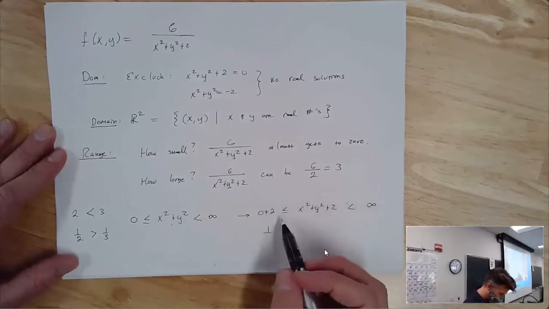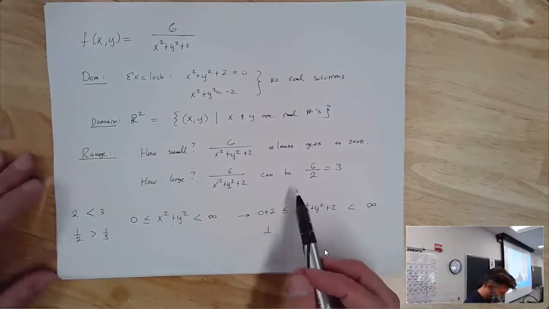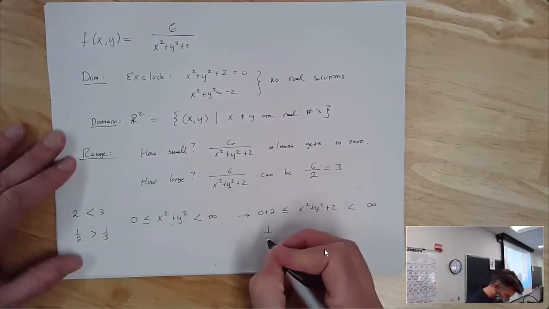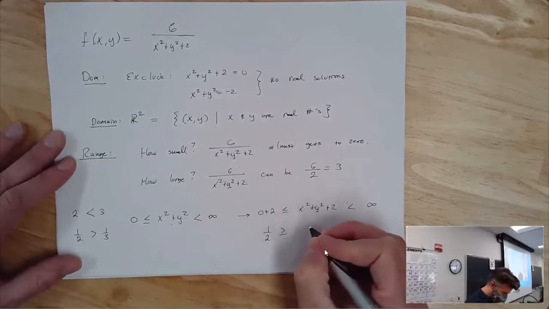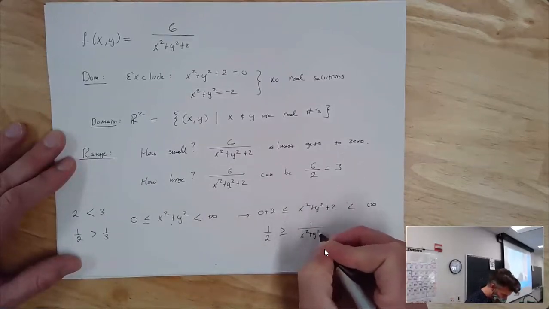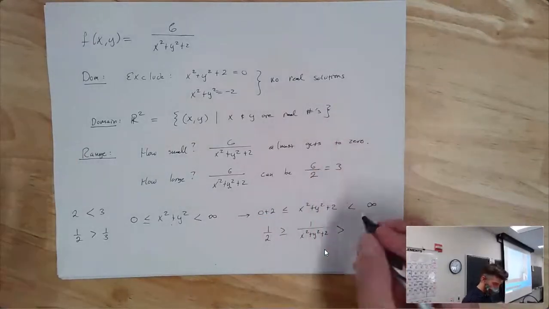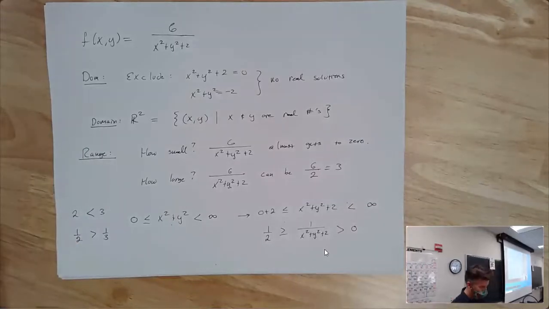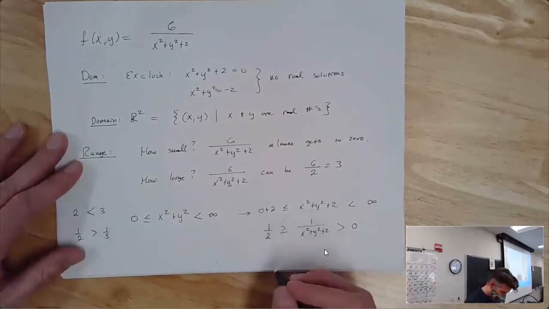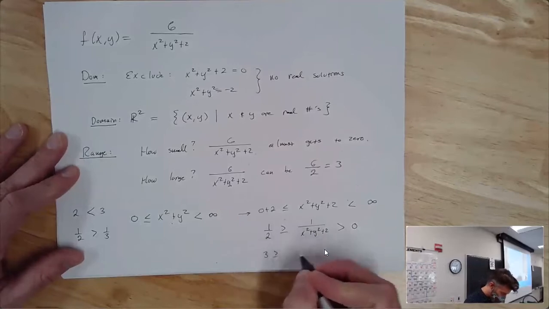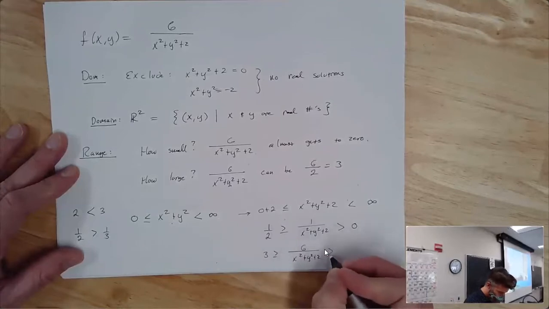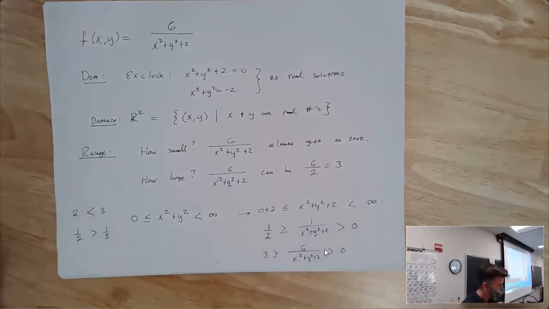I feel like there's something my brain is missing here. Oh, I forgot the 6. That's okay. Fine. So I'm going to get 1/2 bigger than or equal to 1 over x squared plus y squared plus 2, strictly bigger than 1 over infinity, which is essentially getting closer and closer to 0. And then to finish off the range finding, we can multiply everything by 6. 6 times 1/2 is 3. 6 times this is 6 over x squared plus y squared plus 2. And 6 times 0 is 0.